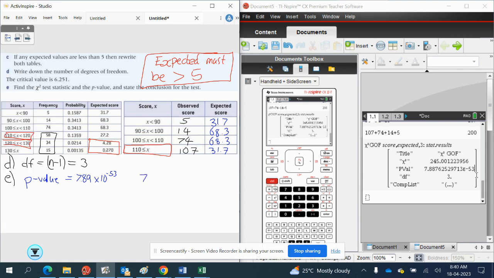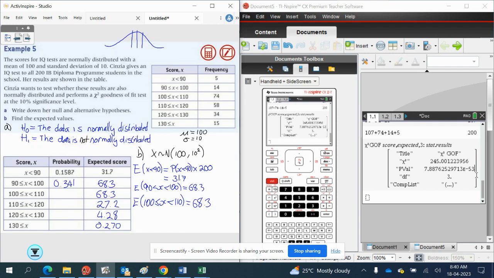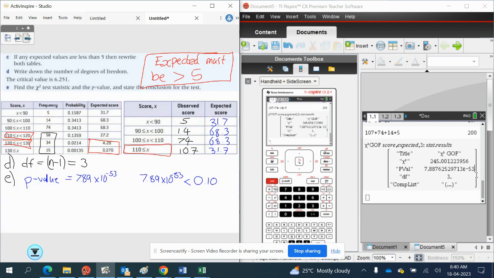So that clearly is less than the significance level. The significance level was 10%, so 0.10. This is greatly less than that. The significance level is the chance that our results, even though we think they're accurate, are just straight up not correct.